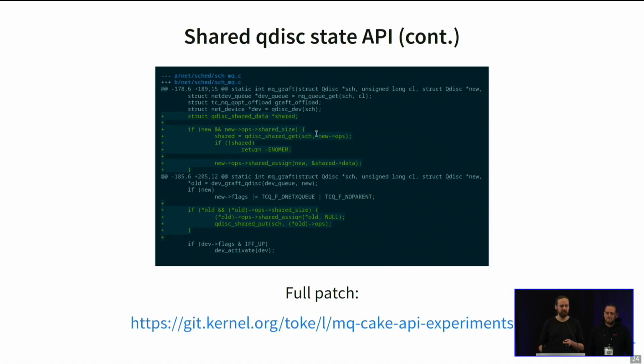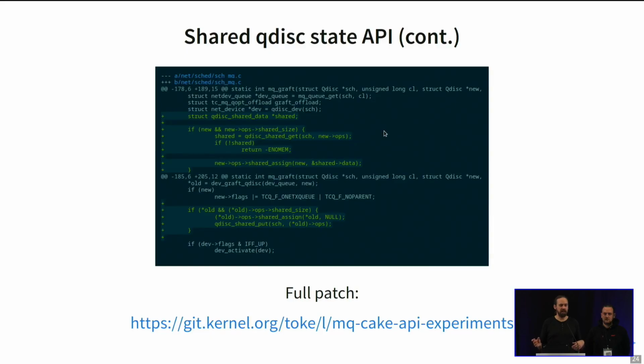And this shared get, the new ops here is the key. So the shared state is keyed on the QDisk module implementation using the ops pointer in this case. So in this instance, every instance of cake under one MQ QDisk will get the same shared state pointer. But if you have two interfaces with two MQ QDisks that all have a couple of cake instances underneath them, they will get a shared instance per physical device.